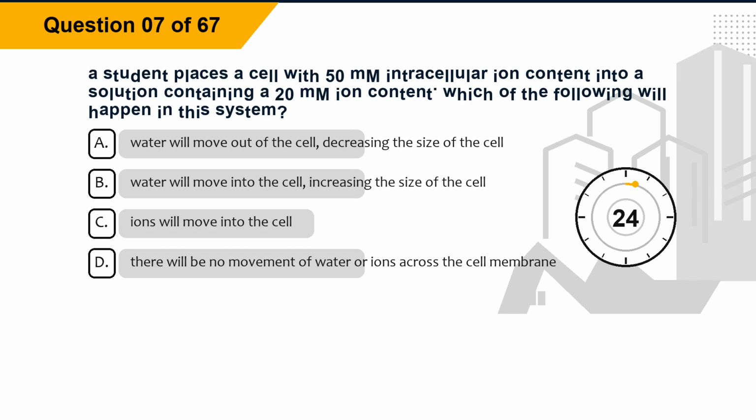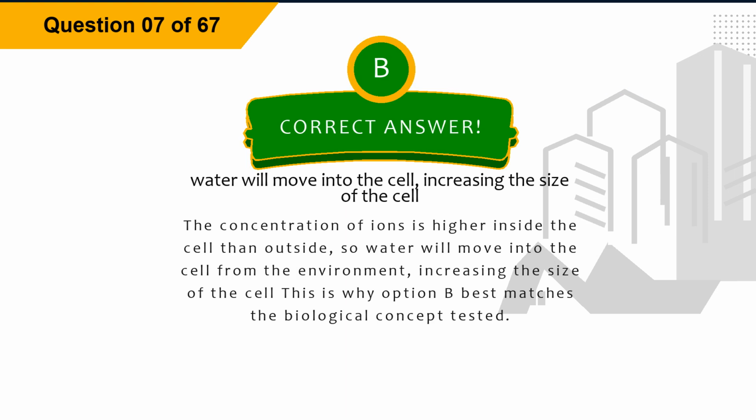Question 7. A student places a cell with 50 mM intracellular ion content into a solution containing a 20 mM ion content. Which of the following will happen in this system? Option A, water will move out of the cell, decreasing the size of the cell. Option B, water will move into the cell, increasing the size of the cell. Option C, ions will move into the cell. Option D, there will be no movement of water or ions across the cell membrane. The correct answer is option B, water will move into the cell, increasing the size of the cell.